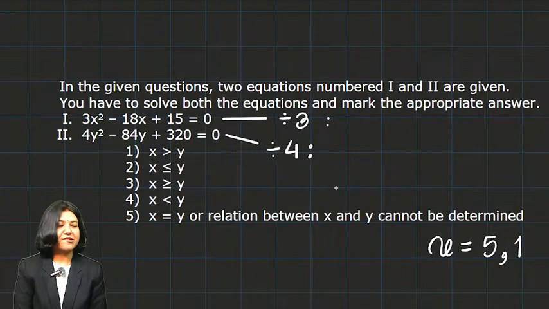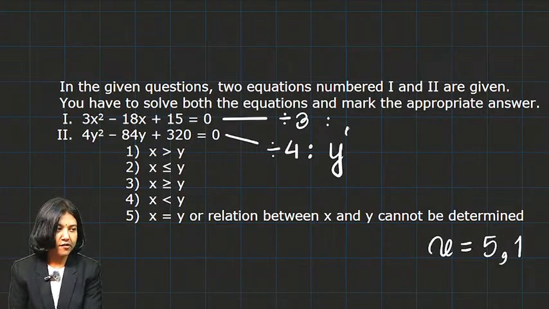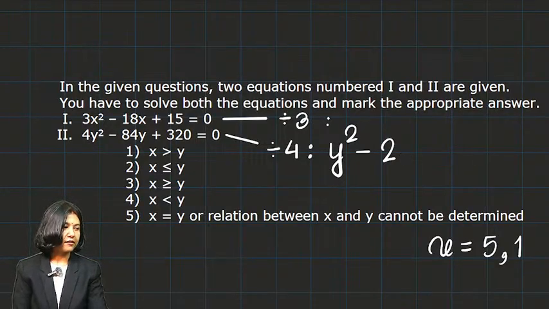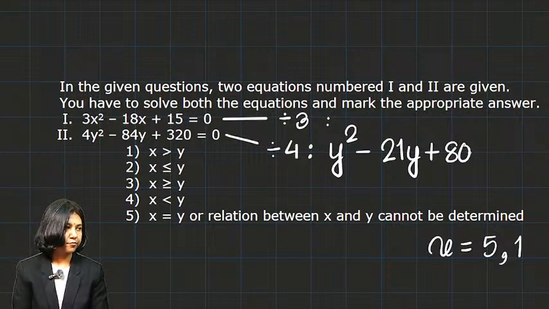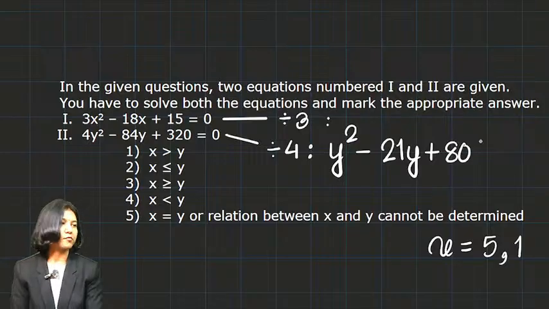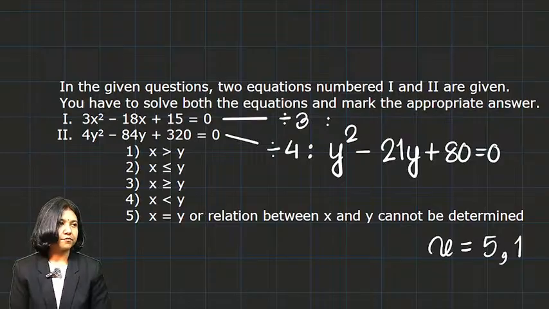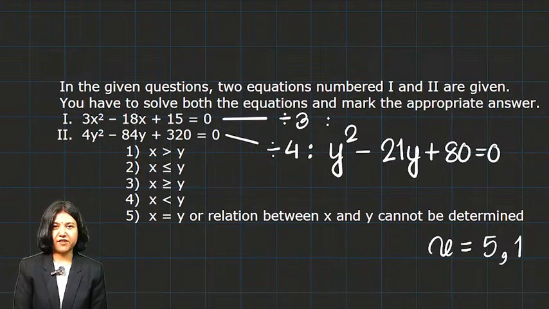What happens if I divide by 4? 4 divided by 4 is 1, so y square alone. 4 times how much is 84? 4 times 2 is 8. And 4 times 1 is 4. 4 times 8 is 42. Now again my equation has become very simple.